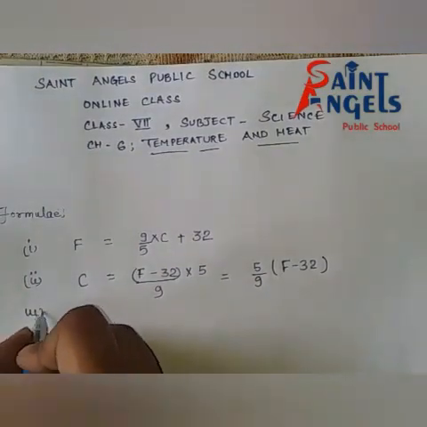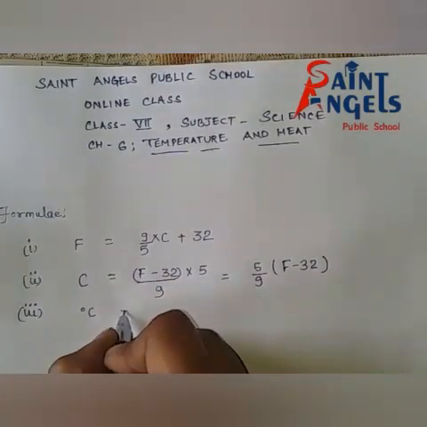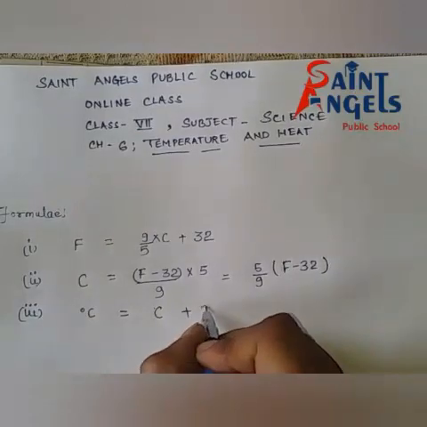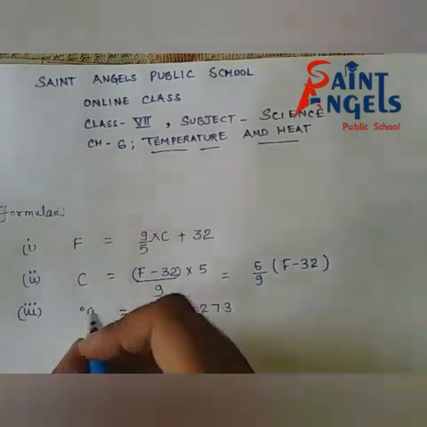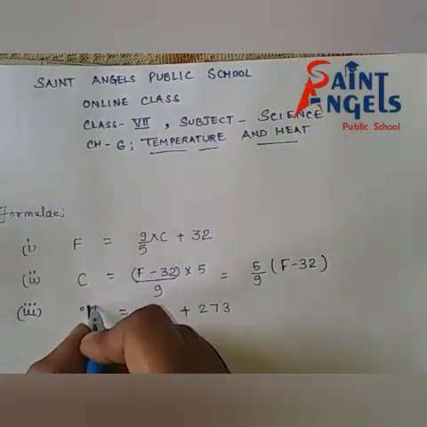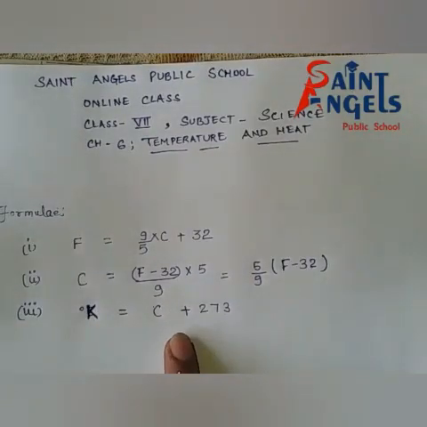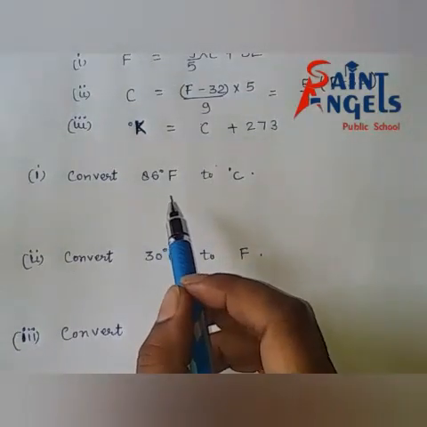And if we want to convert degree Celsius into Kelvin, then we can use Celsius plus 273. Then it will be converted into Kelvin. Now we will discuss some examples based on these.